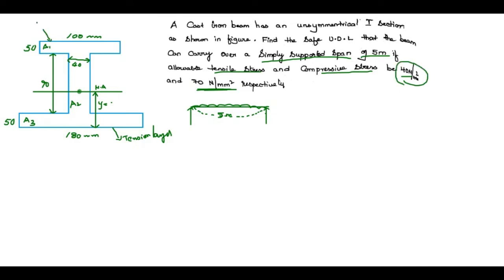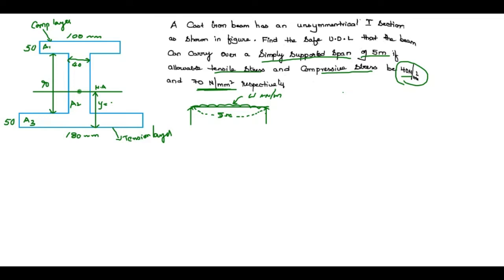And on this topmost layer, which is under compression, the stress should not exceed 70 Newton per mm square. That is the condition. Now, keeping these two conditions under consideration, what can be the maximum load that can be allowed onto this beam as a UDL? Okay, how much UDL can we allow maximum on this simply supported beam so that the maximum tensile and compressive stresses do not exceed 40 and 70.